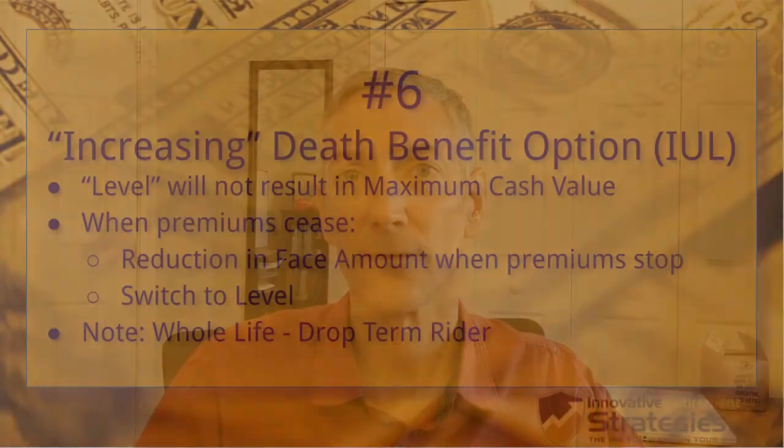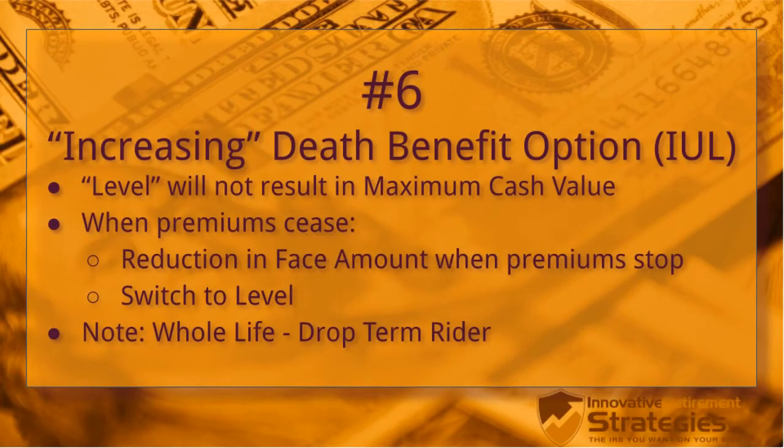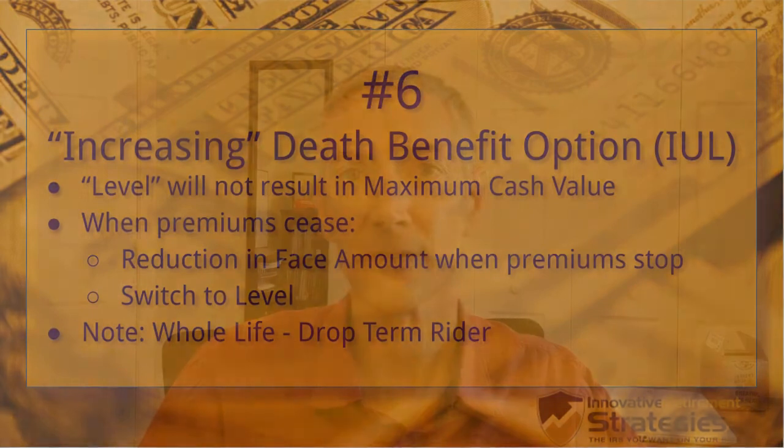All right, the sixth thing that you should look for, again, this is only for an indexed universal life, not a whole life, is that the death benefit option is set to increasing, not level. A level death benefit option will not give you a maximum overfunded life insurance policy.